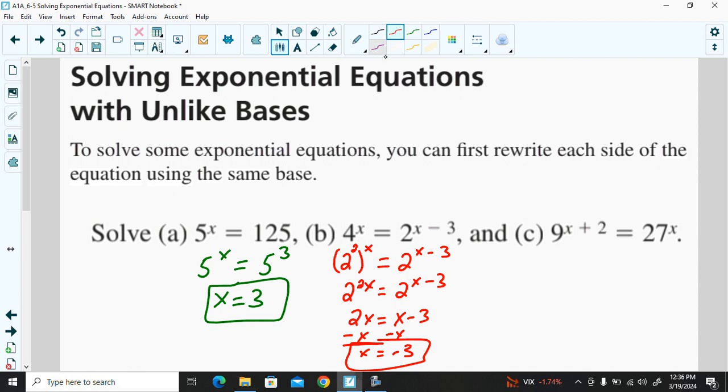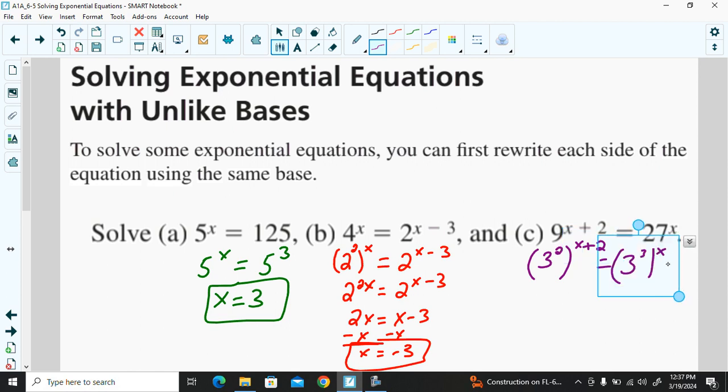Alright, and let's look at example C. Once again, the bases aren't the same, so we'd have to rewrite the equations with the same base. I can't write 27 with a base of 9, so we have to go all the way down to a base of 3. So this first one, 9 is the same as 3 squared. So this is 3 squared to the x plus 2. 27 is 3 times 3 is 9 times 3 is 27. So that's 3 cubed raised to the x power.